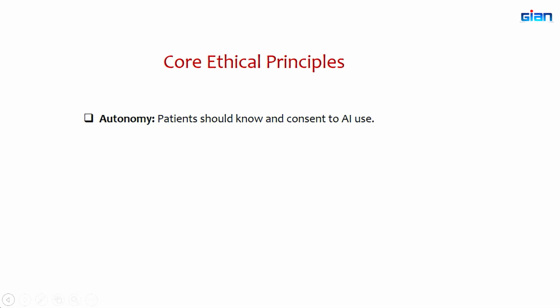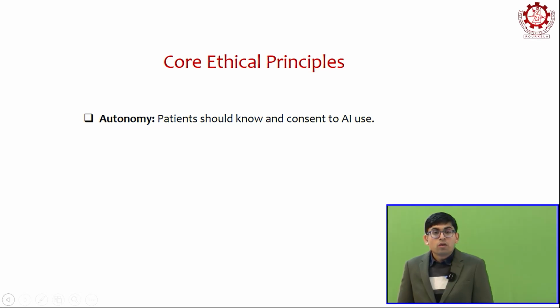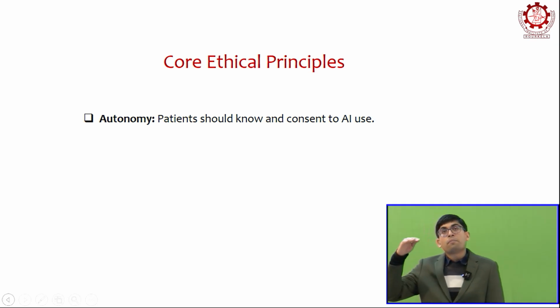Human autonomy and control. What does that mean? We will come to it in the next slide. Okay. So the first point that I want to cover is autonomy. Patients should know and consent to AI use, because at the end of the day, it is their life that is at stake, right? So it happens at two levels.